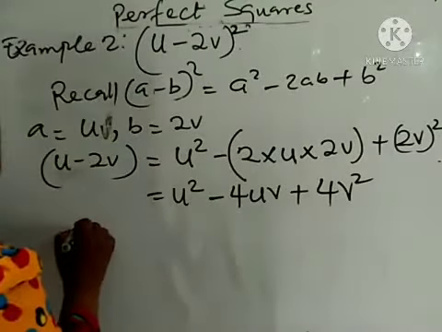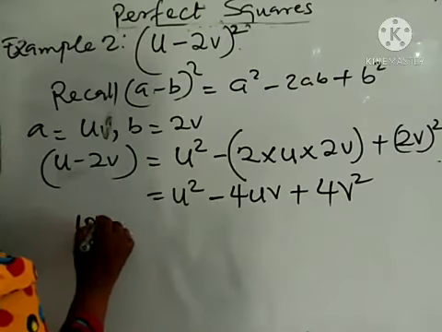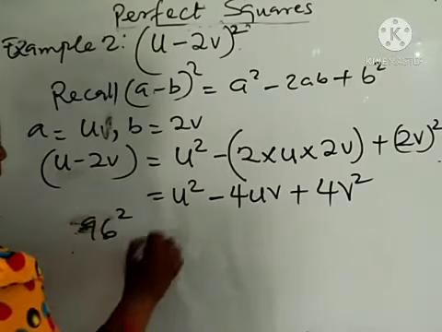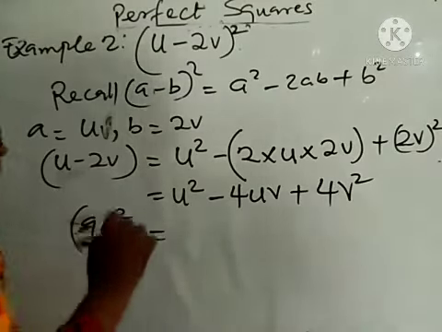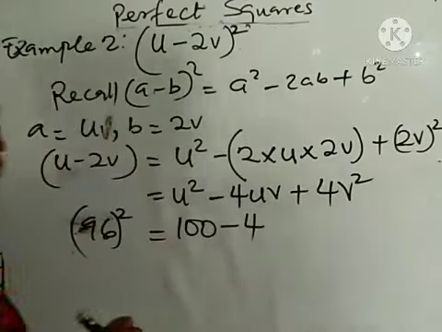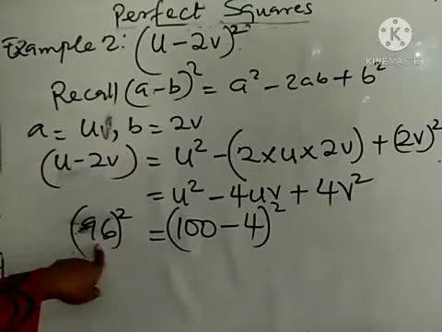So for the second example, for the third example, you can have 100. They are asked to look for 96 square. This 96 square, I can write it as 100 minus 4 all raised to power 2. 100 minus 4 is still the same thing as what?